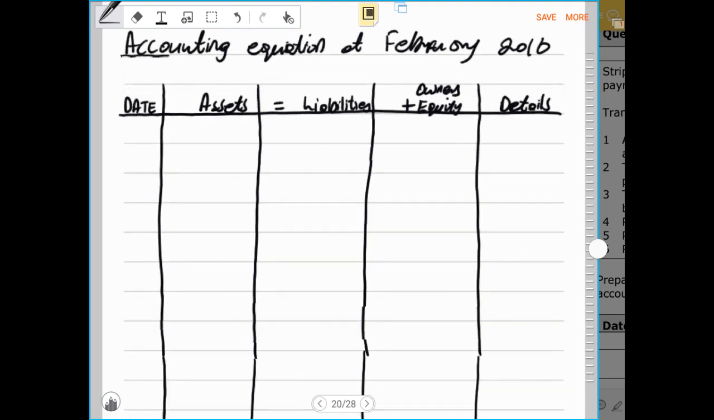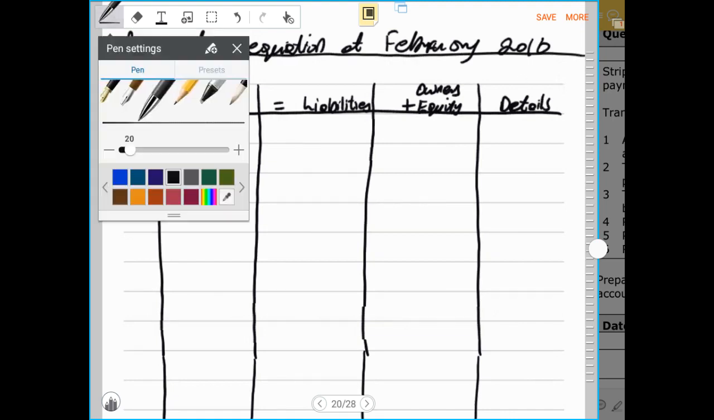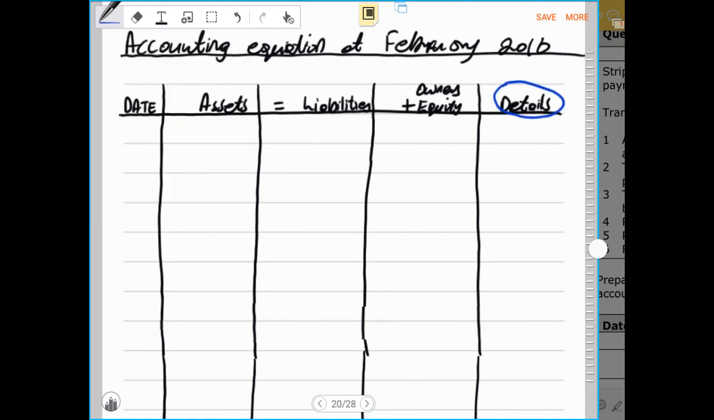It is the same accounting equation and in the same format, but I only added the last column where I have to write the details. If it's income, I have to specify that it is income. If it's an expense, I have to specify that it is an expense. And if it's drawings or capital, I have to specify.